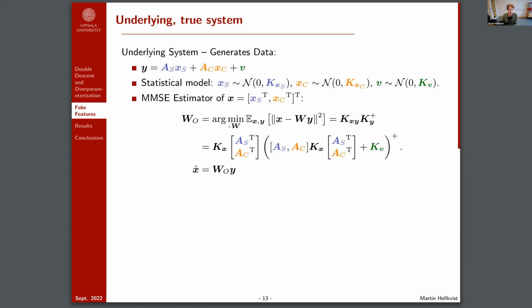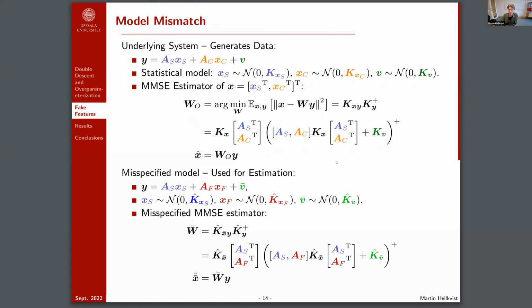To compute this WO, you see that we need to know the covariance in X, the features AS and AC, KX comes back in here, and we also need to know the covariance for the noise vector perfectly to get this estimate. But as I said, in our setting, we don't have this full knowledge of the system. We have to instead rely on this misspecified or mismatched model.